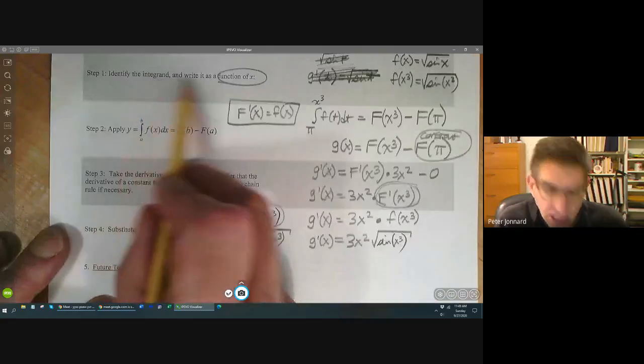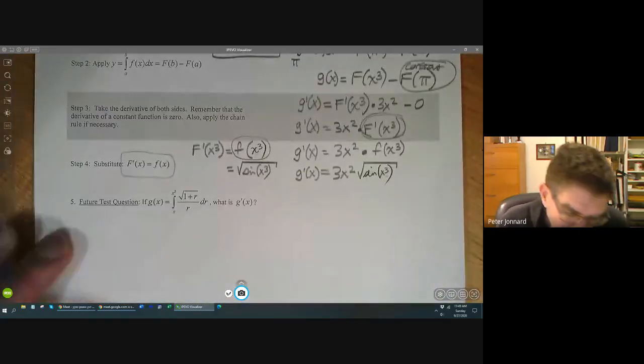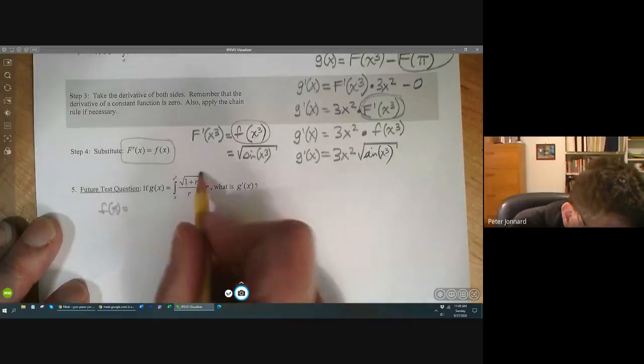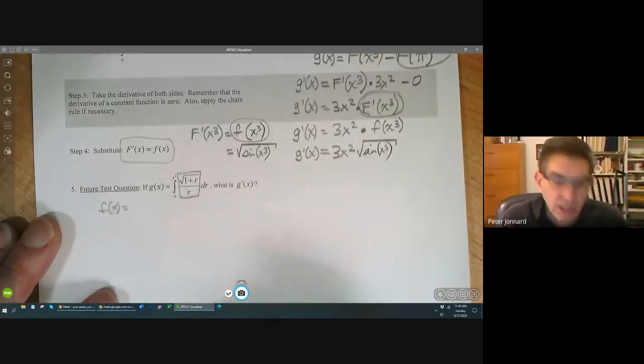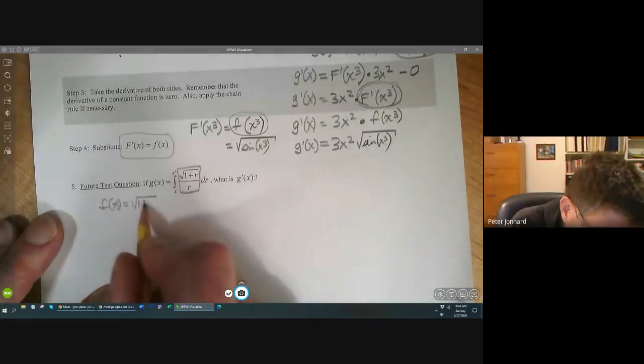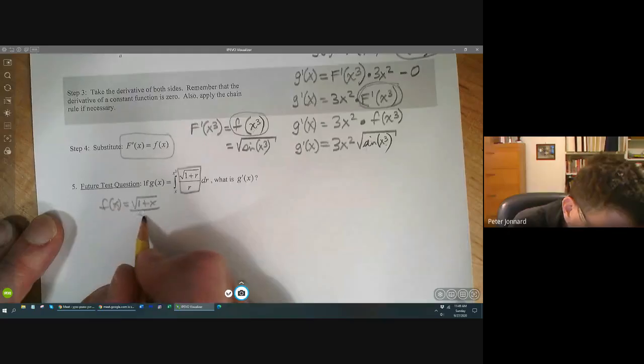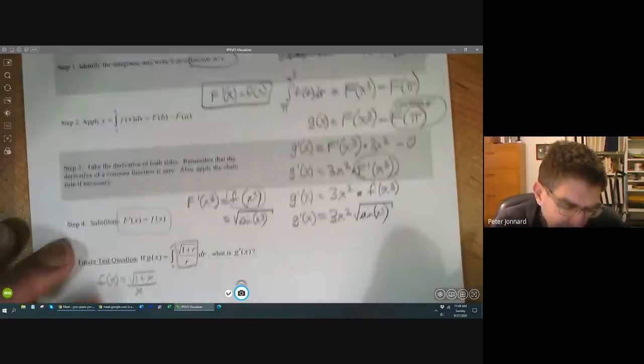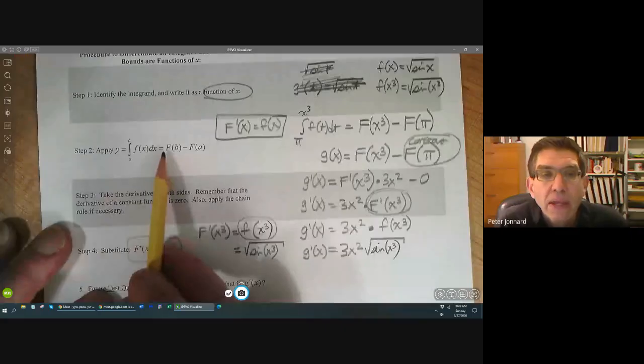Okay, so step one, identify the integrand and write it as a function of x. And so we're simply going to say f of x is equal to this integrand. We're going to write it as a function of x. So the square root of 1 plus x all over x. So that's step one.